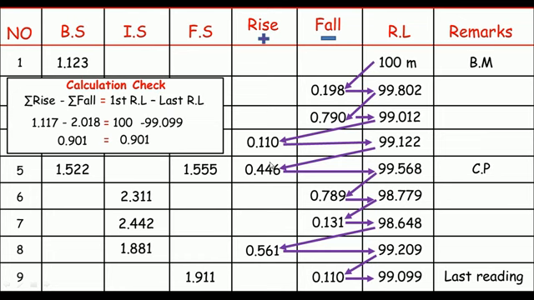And this is it. So here in this section, we learned how to solve the rise fall table to obtain the reduced level of each point. And then we learned how to check the calculation if it's okay or not.